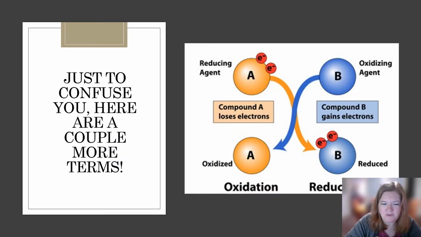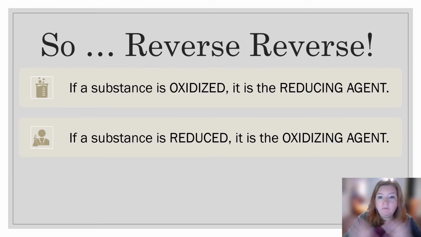Now, just to confuse you, here are a couple more terms. So we talk about oxidizing agents and reducing agents. Great, fantastic. Okay, let me try and explain. Reverse, reverse. If a substance is oxidized, reverse, reverse, it's the reducing agent. If a substance is reduced, reverse, reverse, it's the oxidizing agent. I like to try to make things make sense in my brain, and this is the way I do it.